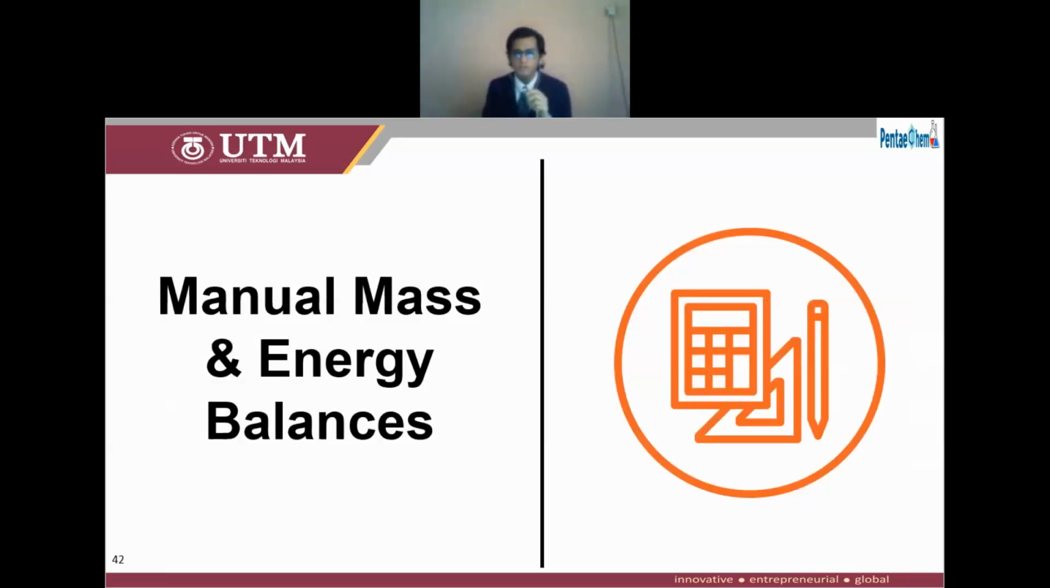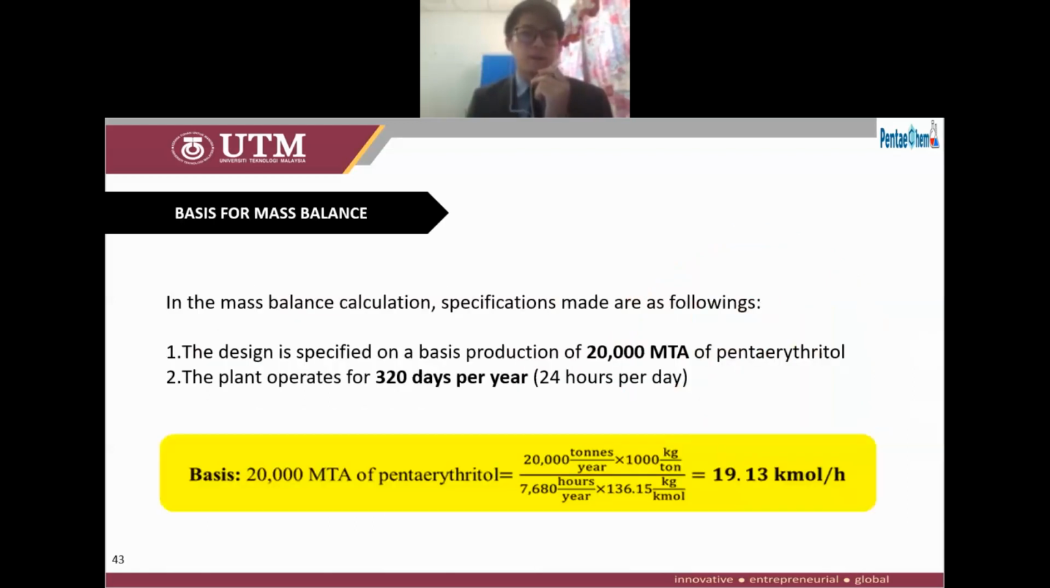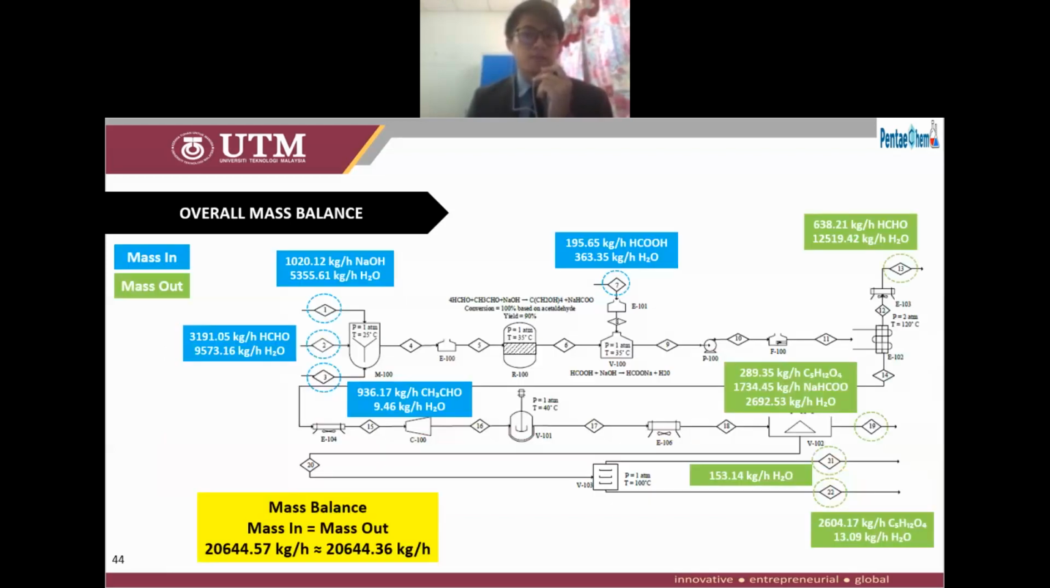Next. So now I will continue with the manual mass and energy balances. Before the mass balance calculation, some specifications are made. Our plant design is specified on a basis of production of 20,000 metric tons per year, and our plant operates for 320 days per year, 24 hours per day. Next. For the overall mass balance, there are a total of 4 input streams and also 4 output streams.